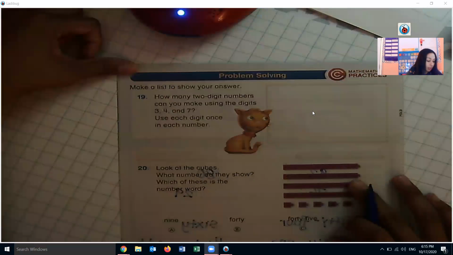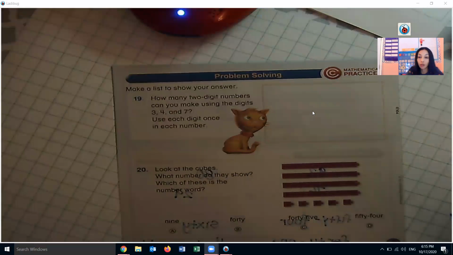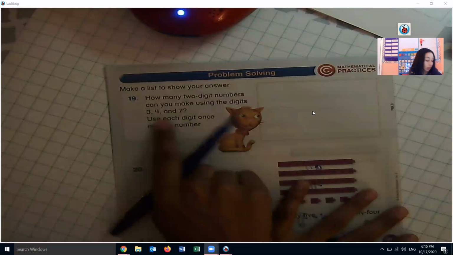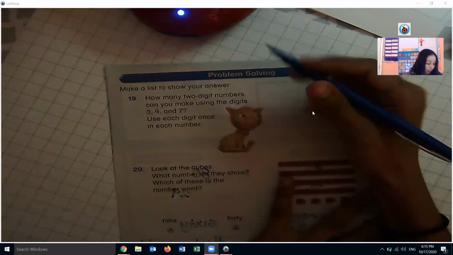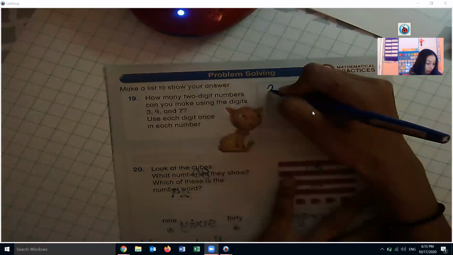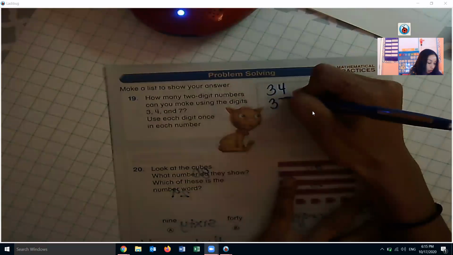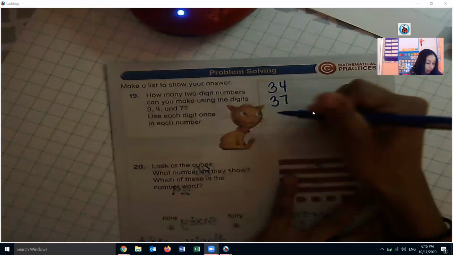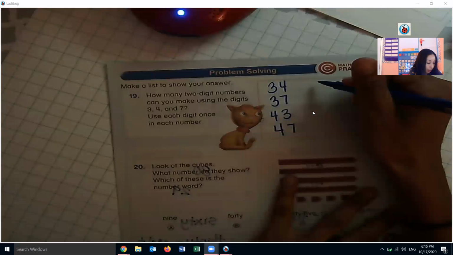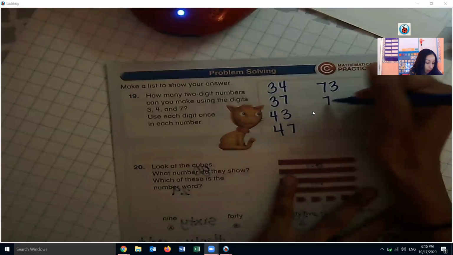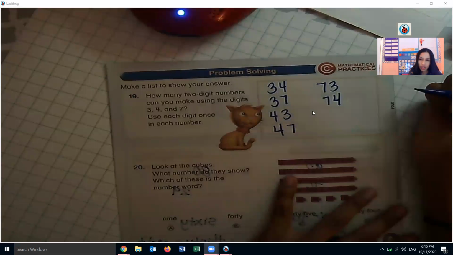Back side. How many 2-digit numbers can you make using the digits 3, 4, and 7? So we're just going to kind of jumble these numbers around. You can't use 3 twice or 4 twice or 7 twice. So you can only use them 1 time each. So it'd be like this. So we can make 34. We can make 37. And then I'm going to go to the 4. We can make 43. We can make 47. And then I'm going to go to the 7. We can make 73. We can make 74. And I think those are all the combinations. There might be more. So if you find more, cool.